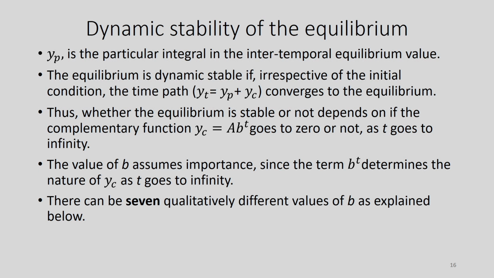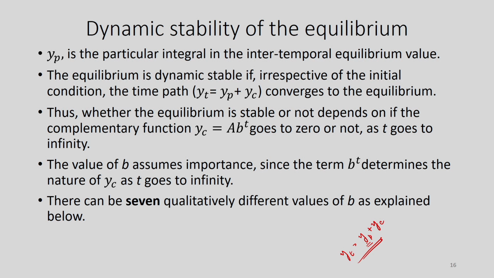What about dynamic stability of the equilibrium? Now, when we say dynamic stability of equilibrium, let us try to define what we mean by dynamic stability. Now, in this time path, that is y t is equal to y p plus y c, right. This is what we have seen before. Y p is the particular integral, it is the intertemporal equilibrium value. Okay. So, irrespective of the time, this gives me the equilibrium value, okay, this part.